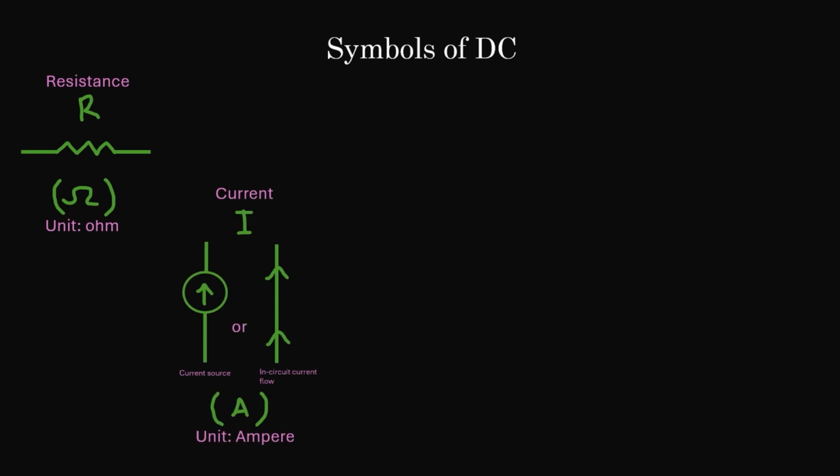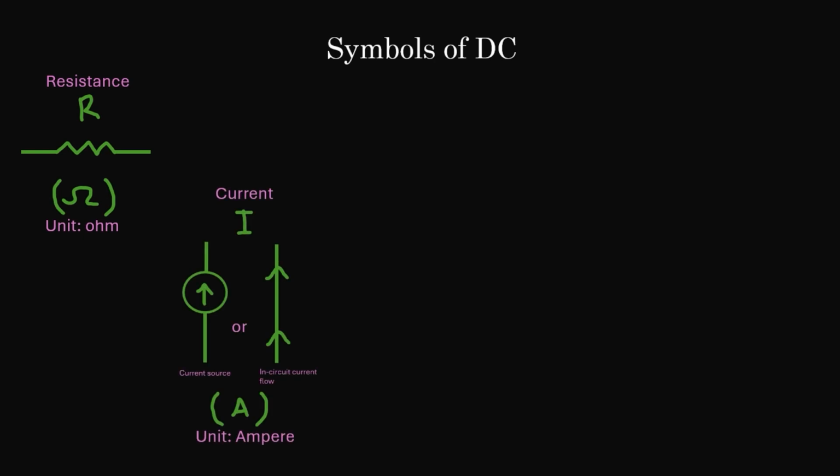Since we are talking about DC, it is important that we are familiar with the symbols of DC. So I'm going to show you some basic symbols which are widely used in DC systems. The first thing we have is the resistance. It is denoted by the English letter R, and the unit is ohm, denoted by the Greek letter omega. And then we have the current itself.